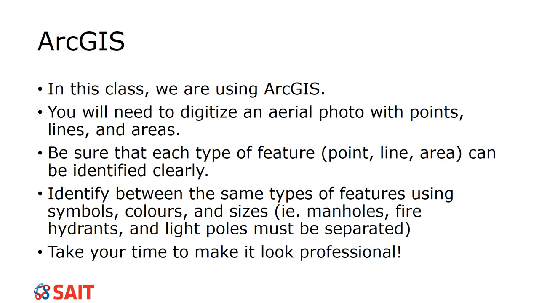But in ArcGIS for this class, you are going to digitize an aerial photo with points, lines, and areas. You are going to set up a geodatabase to contain that information. Then you're going to ensure that each type of feature can be clearly identified, so you're going to change the symbology. Watch how I change the symbology in the video when I present that. Then I want you to identify between the same types of features using symbols, colors, and sizes. For example, manholes and fire hydrants and light bulbs must be separated. They can't be the same symbol.